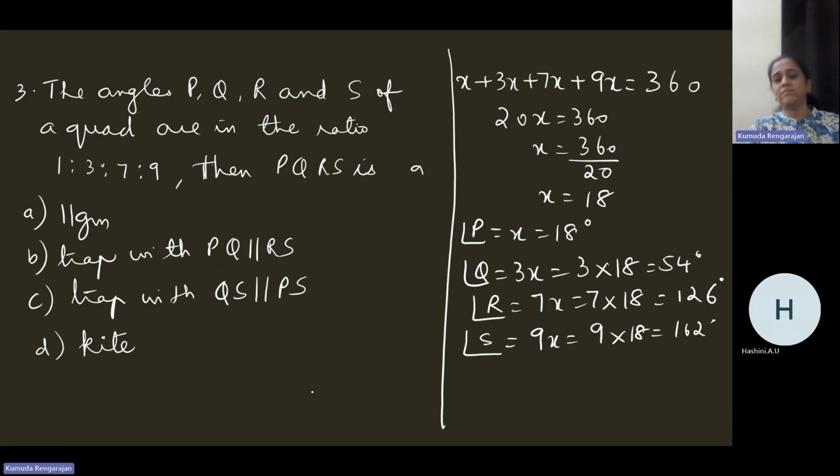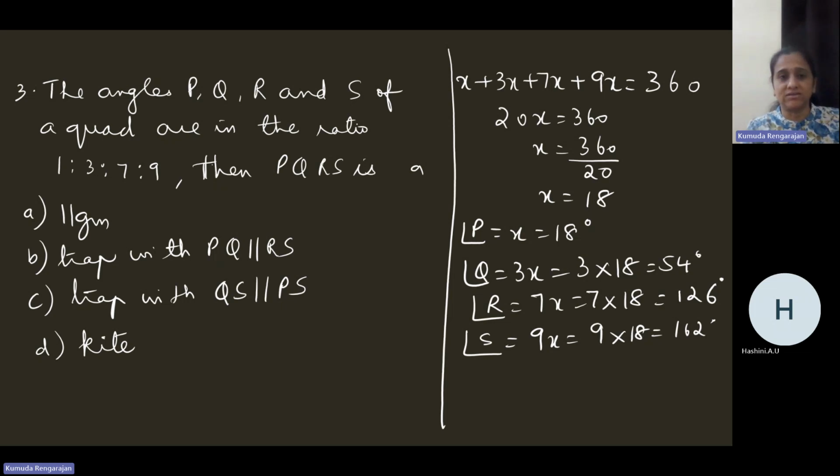Now, can it be a parallelogram? No, because in a parallelogram, opposite angles are equal. Here the opposite angles are angle P and angle R. P and R are opposite angles and they're not equal. So it's not a parallelogram. Then we'll rule out the options which are not possible.